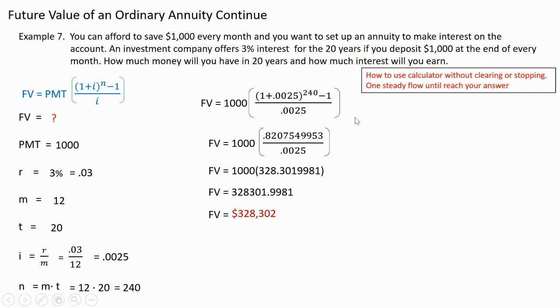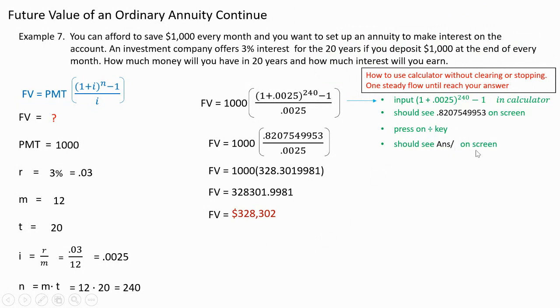Okay, now again, how to use the calculator without clearing or stopping. Again, I'm going to show you again, like I did earlier. Here we go. Okay, what do we do here? You input 1 plus 0.0025 to the 240th power minus 1 in your calculator, just the way it is here on top. Then when you enter that, you should see it on your screen. And then you're going to press the division key because you're dividing the numerator by the denominator, by what we just got, by 0.0025. Then you should see answer divided by on the screen. That means that this answer is being divided by what you enter, 0.0025. Then you should see 328.3019981 on the screen, which is what we got here.